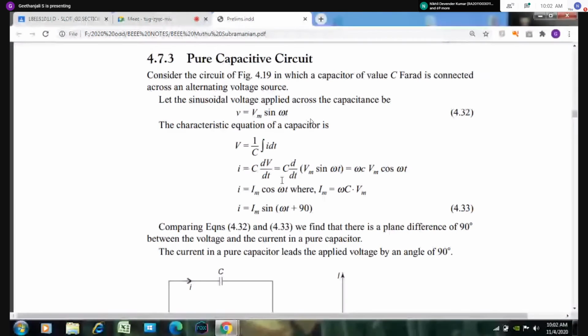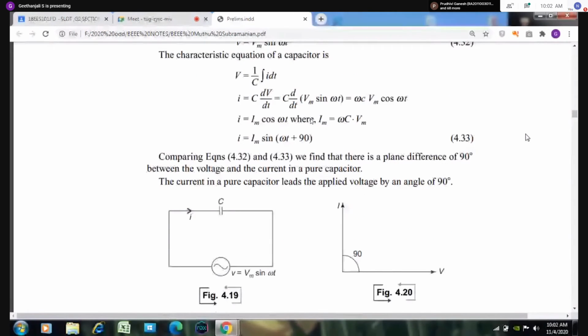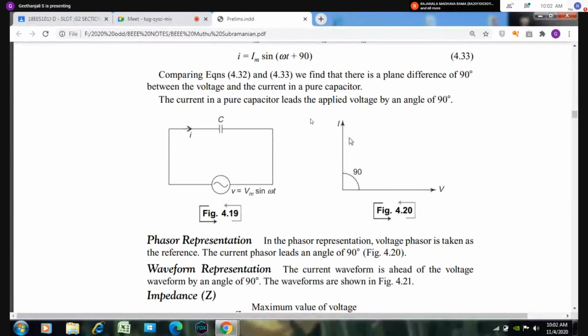Here there is a plus sign. This plus sign indicates that the current waveform is leading by an angle of 90 degrees with respect to voltage. Here the voltage is the reference. So with respect to the reference, that is voltage, the current waveform is leading by an angle of 90 degrees. That is the reason they put the plus sign over here, as well as 90 degrees. So we can conclude that the current waveform is leading the voltage by an angle of 90 degrees.